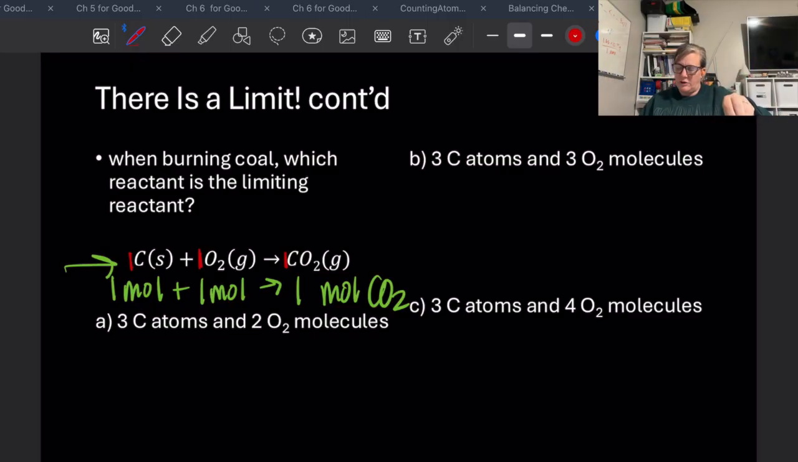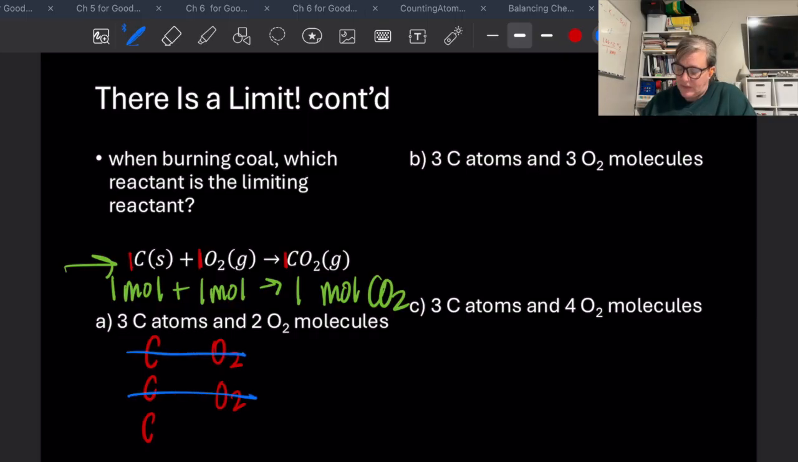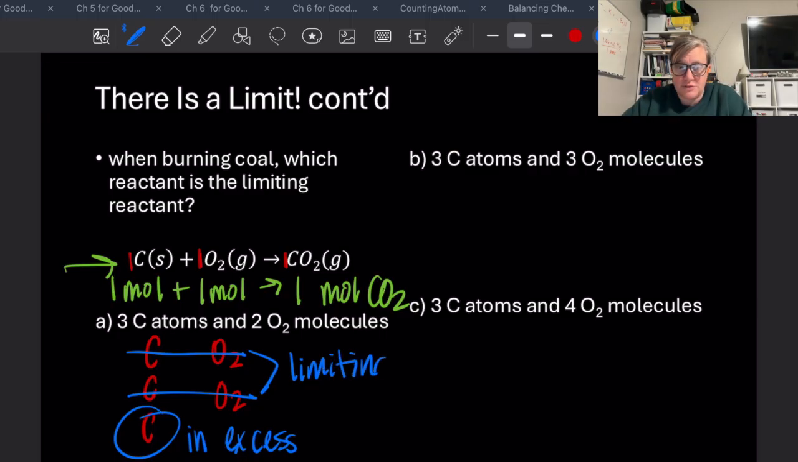So if I have 3 carbon atoms and 2 oxygen molecules, which one is going to run out first? Each time that reaction proceeds, it needs 1 carbon and 1 oxygen. So we say carbon, carbon, carbon, O2, O2. Those first 2 pairs are going to get used up and react, and then we're left with some carbon. What we're left with is called in excess, and our limiting reactant is our O2, because it runs out first.